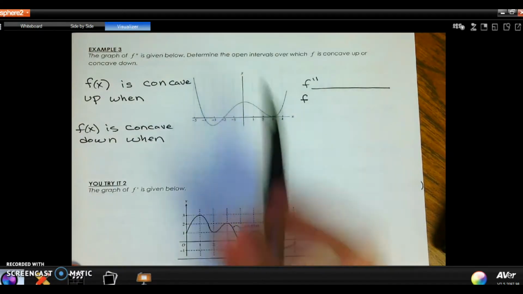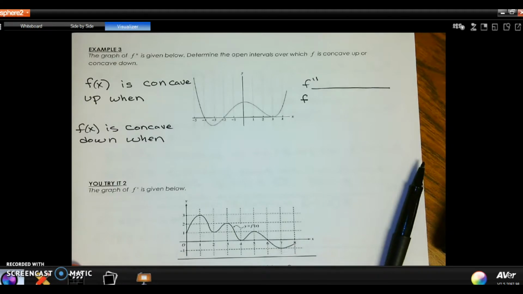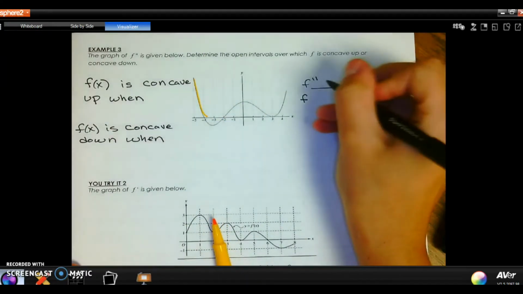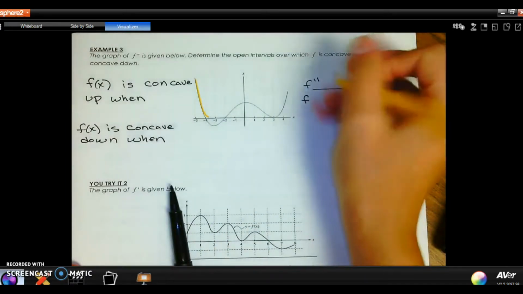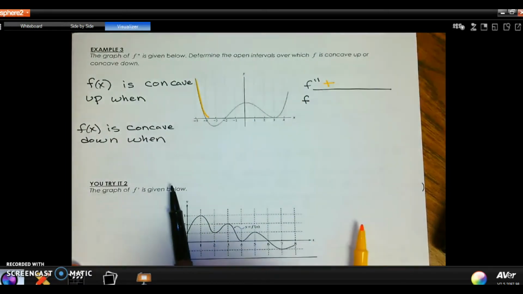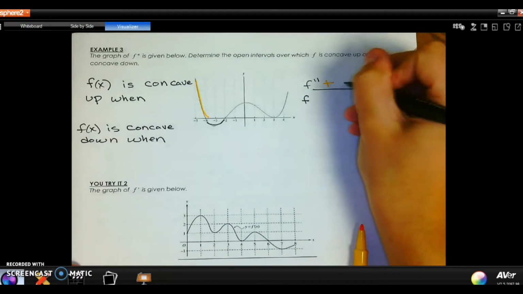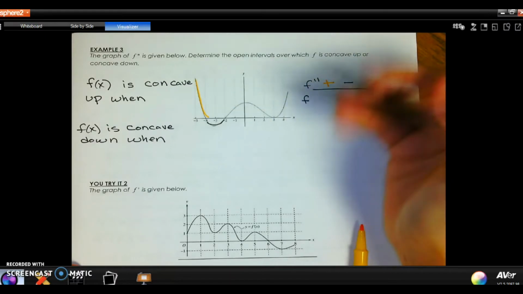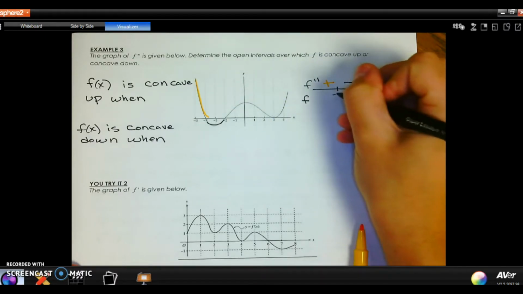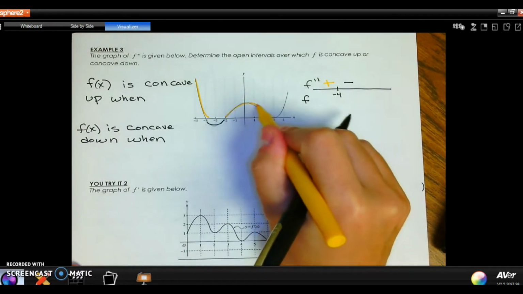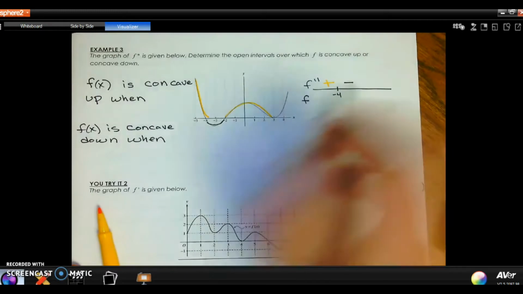So in this example, the second derivative starts off as being positive, right? So for this section right here, it is positive. Let me actually do that in yellow. Okay, so it starts off positive. Then it dips below the x-axis for this part here, so then it goes to negative. And that changes at -4. And then it goes to being positive again at -2, and it stays positive until it hits 3.